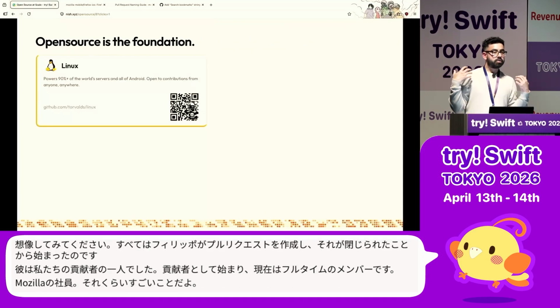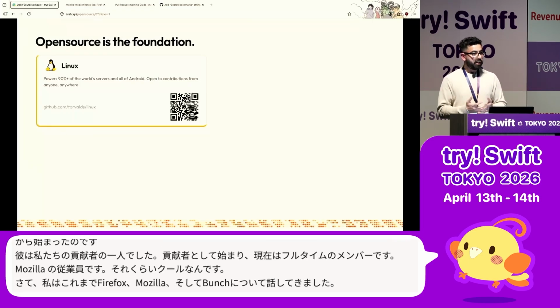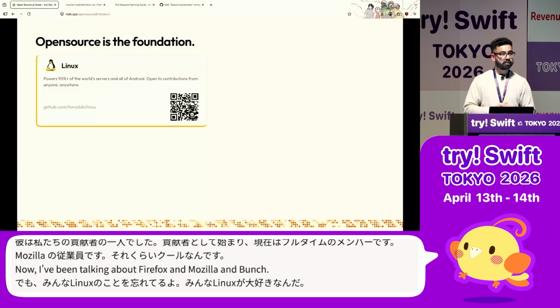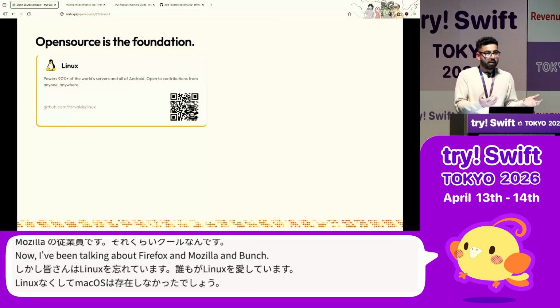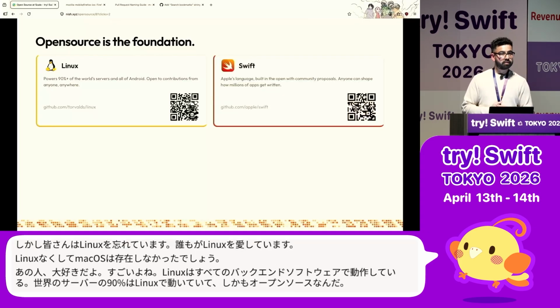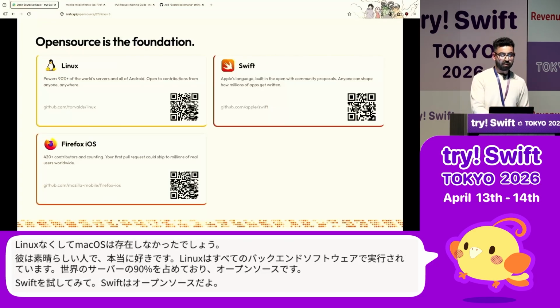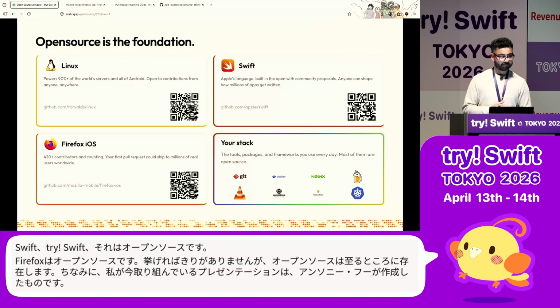Now, I've been talking about Firefox and Mozilla and a bunch, but you all forget Linux. Everyone loves Linux. macOS wouldn't be here without Linux. Linus Torvalds, I love that guy. He's amazing. Linux runs on all the backend software. It's 90% of the world's servers and it's open source. Swift, try Swift, that's open source. Firefox, that's open source. You name it, open source is everywhere. Fun fact, the presentation I'm working on is made by Anthony Fu, somebody from Tokyo. That's open source.